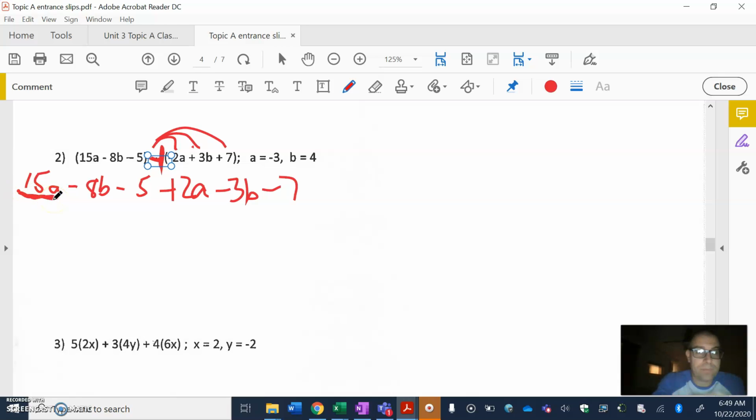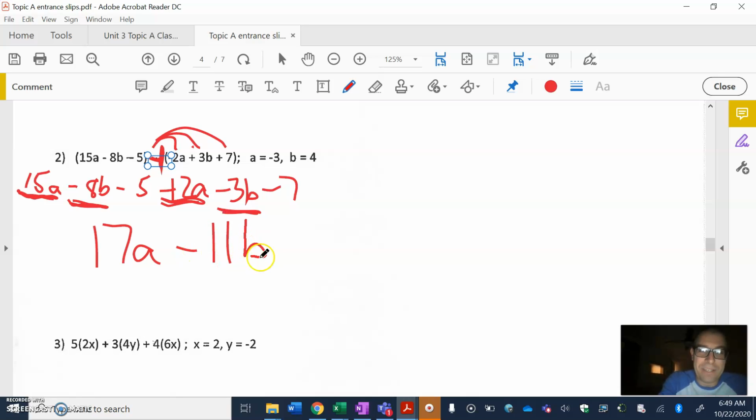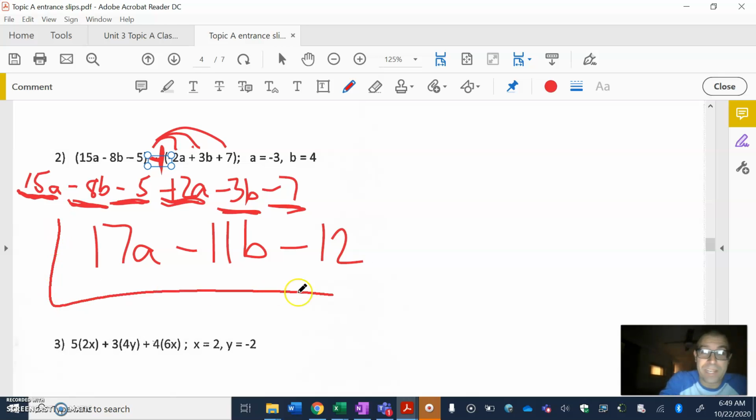Positive 15a, positive 2a. Combine them, 17a. All right. Next, guys, your b's. Negative 8b, negative 3b. Combine them, negative 11b. All right. And the last one, -5, -7. Same signs. We're going to add and keep the sign. 12. There we go. Got it.